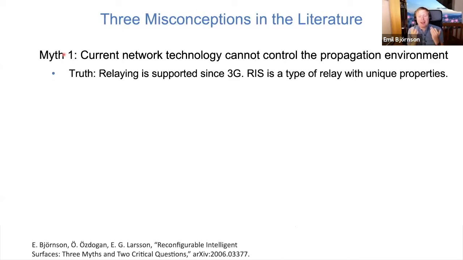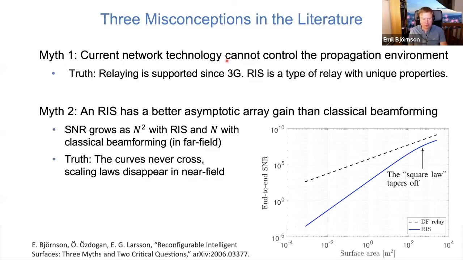But the truth is that a reconfigurable surface is a relay that is getting a signal there and then scattering it. It's not a regular type of relay that usually is amplifying the signals before retransmission, but it still is a type of relay. And relays have been existing in standards since 3G. So it's not a new feature per se, but it is a type of relay with very unique properties that might make it much more useful than previous technologies. So that's why it's still very interesting to look into.